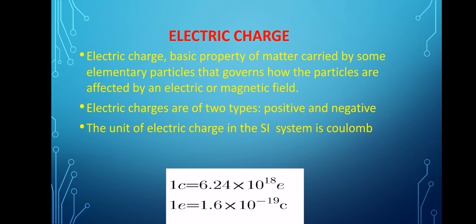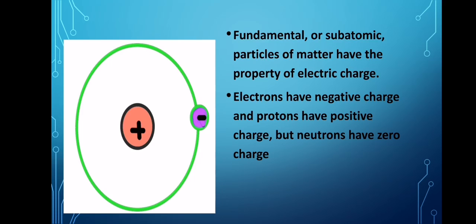Electric charge is the basic property of matter. Atom is the basic unit of matter. Atom consists of subatomic particles, that is protons, neutrons and electrons. Protons and neutrons reside inside the nucleus. They are approximately equal in mass, while electrons revolve around the nucleus. Its mass is very small as compared to the mass of protons and neutrons.